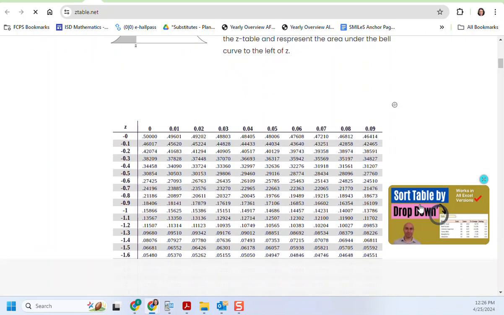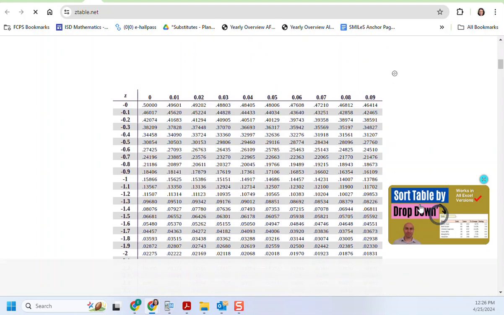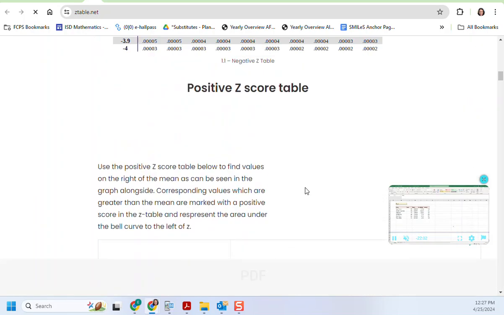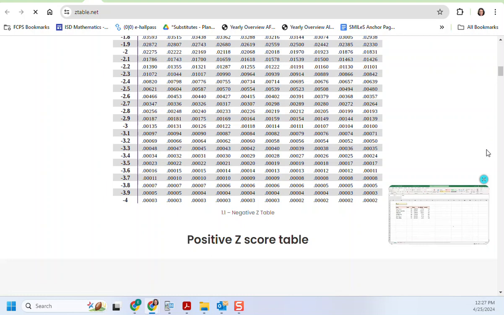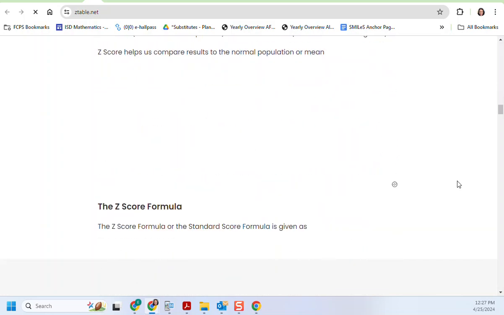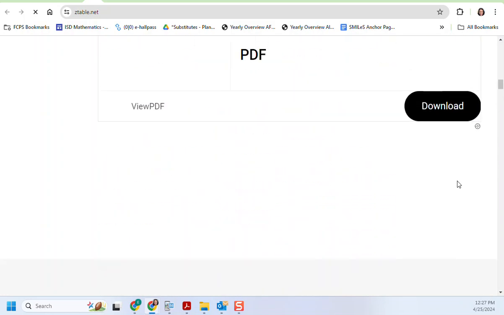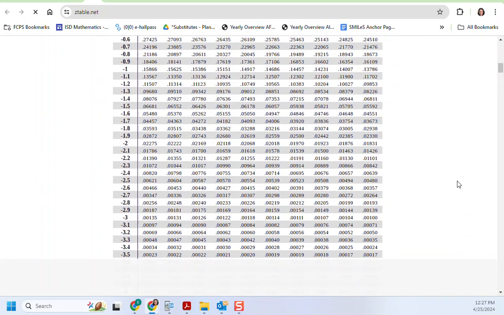All right, these are negative z-scores on this side. And then if you go to the next page, there's positive z-scores. It takes a minute to load, so you're like, there's nothing here, but it's coming. Those are still the negative z-scores. All right, positive z-scores are coming. It's still loading. Oh, those are still the negatives.